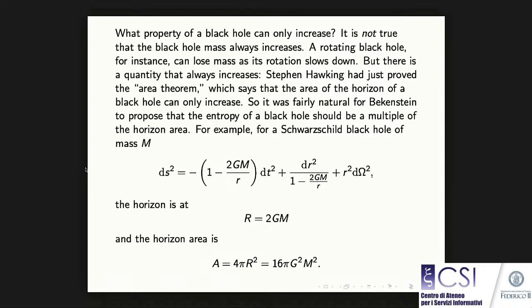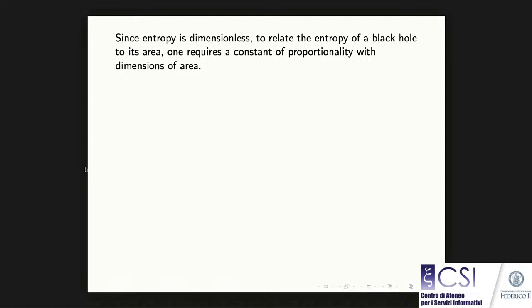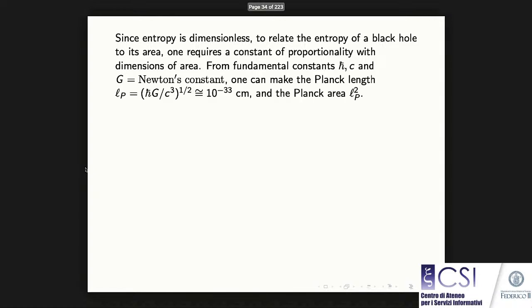For example, here I've written the metric of a Schwarzschild black hole of mass m, a spherically symmetric black hole of mass m. The horizon is at r equals 2Gm, and the horizon area is 4 pi r squared, which works out to 16 pi G squared m squared. Since entropy is dimensionless, to relate the entropy of a black hole to its area, one requires a constant of proportionality with dimensions of area. From the fundamental constants h bar, c and Newton's constant G, you can make the Planck length and the Planck area L_p squared.